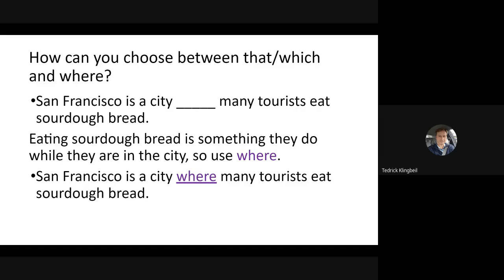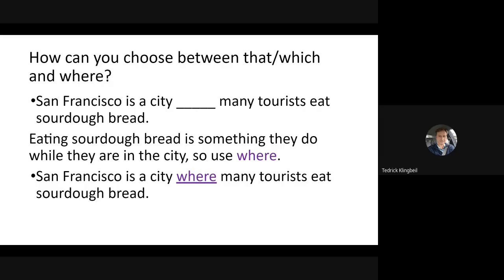Okay, San Francisco is a city, blank, many tourists eat sourdough bread. So eating sourdough bread is something they do while they are in the city. So use where. So San Francisco is a city where many tourists eat sourdough bread. Okay, so let's practice that a little bit. Rather than using San Francisco, why don't we use Dubai and tell me something that people do in Dubai? Well, tell me something that people eat in Dubai.